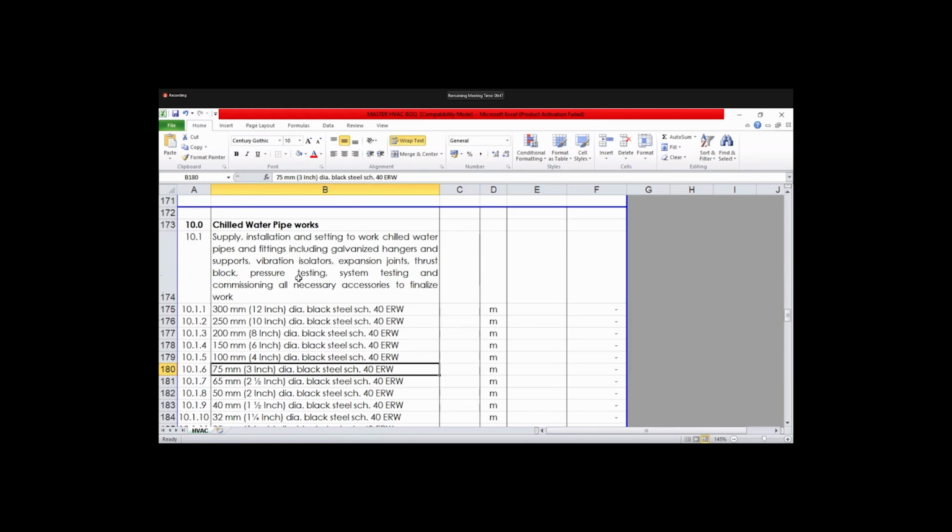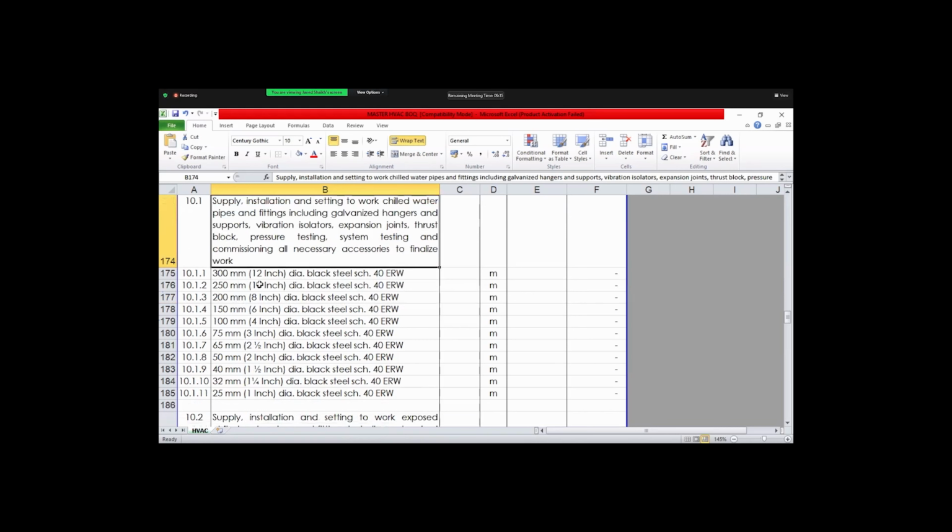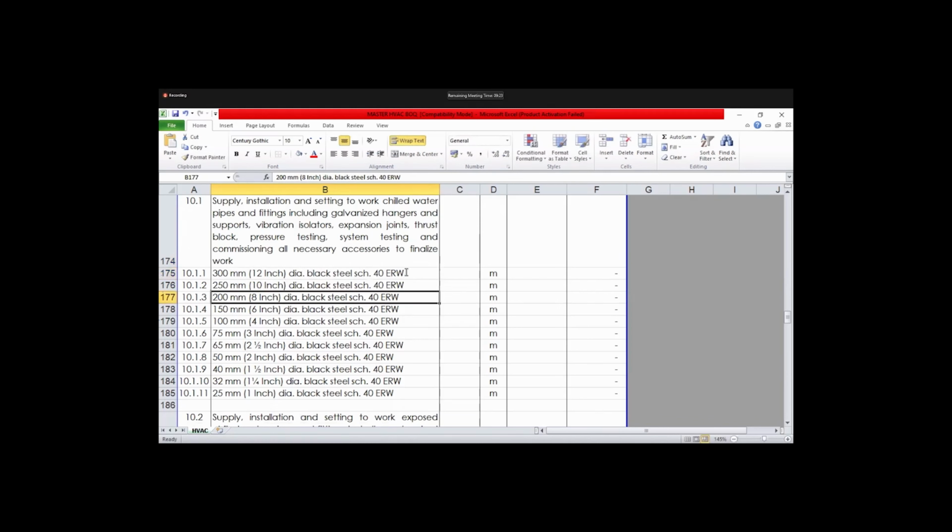So we have to provide a thrust block. Pressure testing also, we have to include the pressure testing of the chilled water pipe as per the working pressure of the pumps. This should also be included, along with the size of each pump and the specification of pipe. Here it is mentioned black steel, schedule 40, which we considered during the design, and ERW.